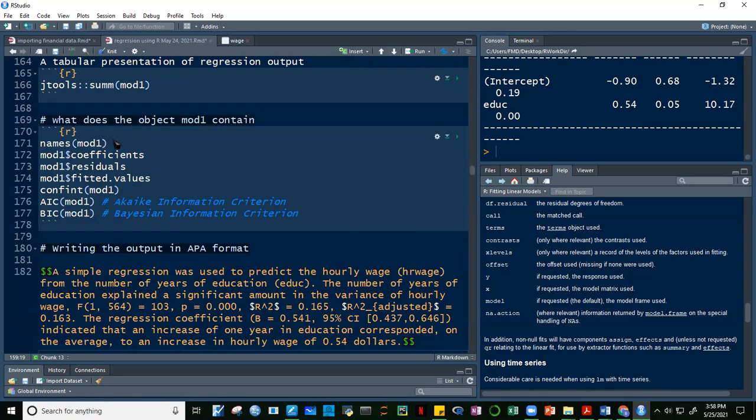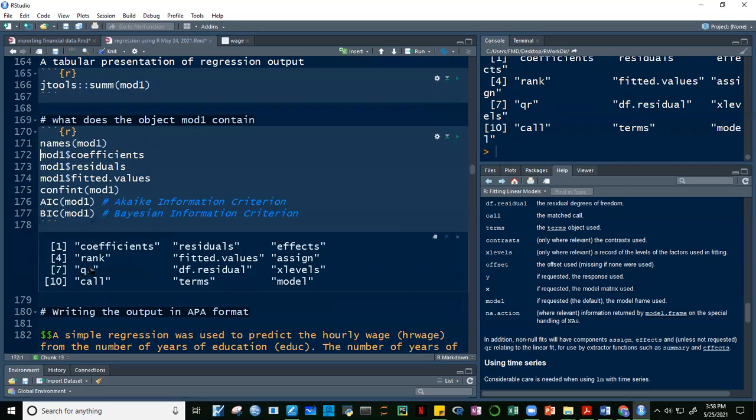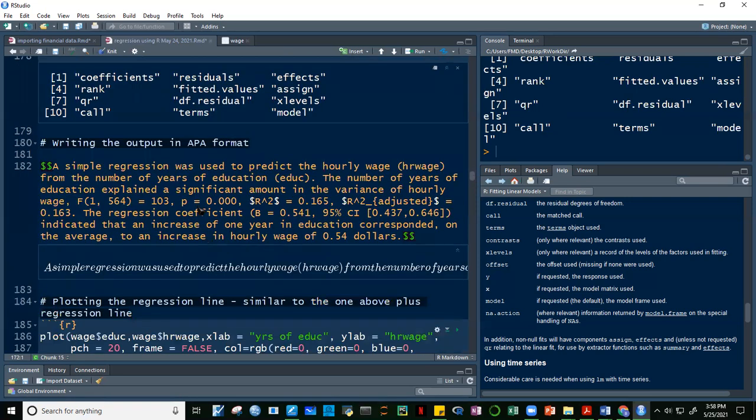Now, our mod 1 has a lot of contents, no? So number 1, the names of the model. This is what is inside our model 1, guys. This is our mod 1. My coefficients, my rank, my QR, my call. So it's a list of several objects inside. So it's not just a table like earlier, it has a lot inside. It's a list actually.